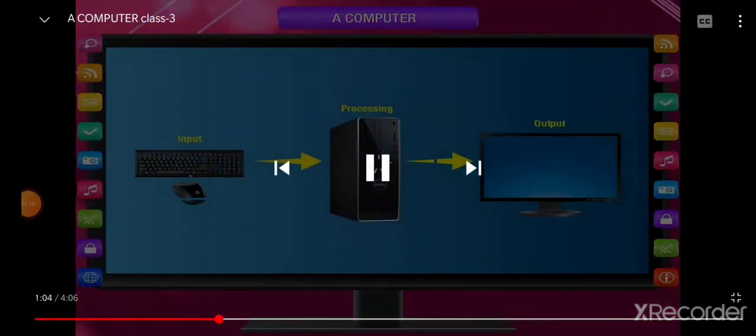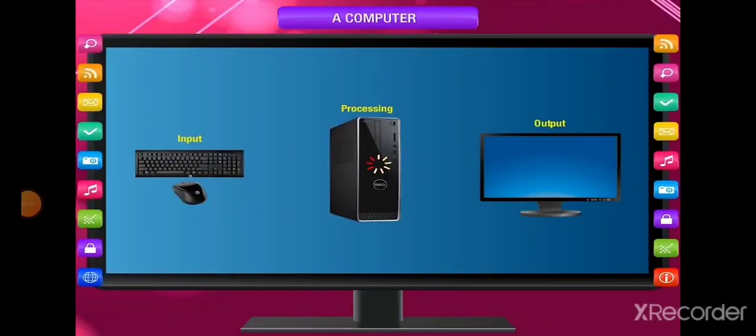I'll show you once, kids. See here, we give input from the keyboard and mouse, the CPU processes it, and the monitor gives us the output.